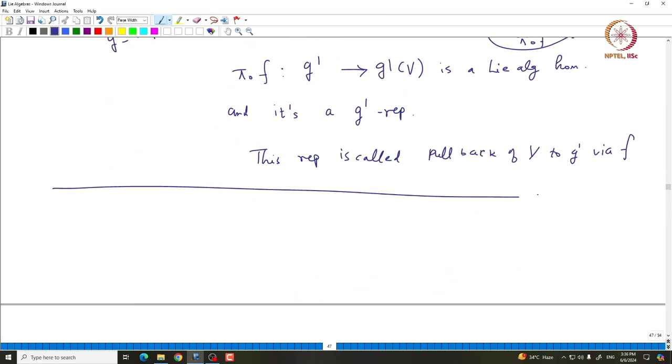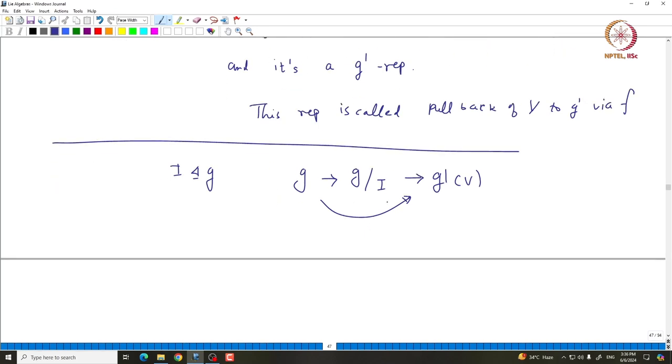For example, if we have a quotient Lie algebra, let us say you have an ideal I inside G, and then you have the quotient map from G to G modulo I. If you have any representation of G modulo I, then by composing, you can actually get a representation of G. So you can use this to get a representation of G from a representation of G modulo I. This is one way to get many representations of G. So this is the quotient map.